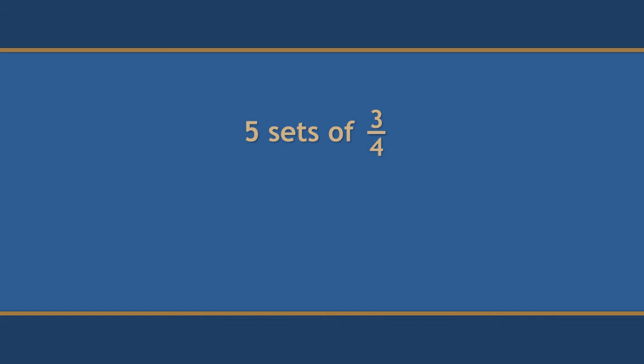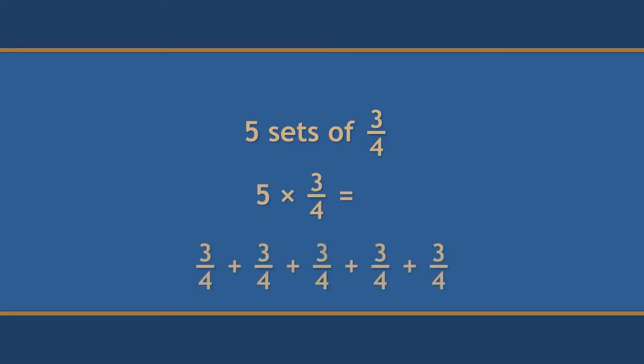So 5 sets of 3/4, another way that we would write that is 5 times 3/4. And so we could add 3/4 5 times, and it would look like this. Basically what we would do is add that numerator, which is a 3, all the way across. We would add 3 5 times, and that would give us 15. Our denominator would stay the same. So 5 times 3/4 would equal 15/4.